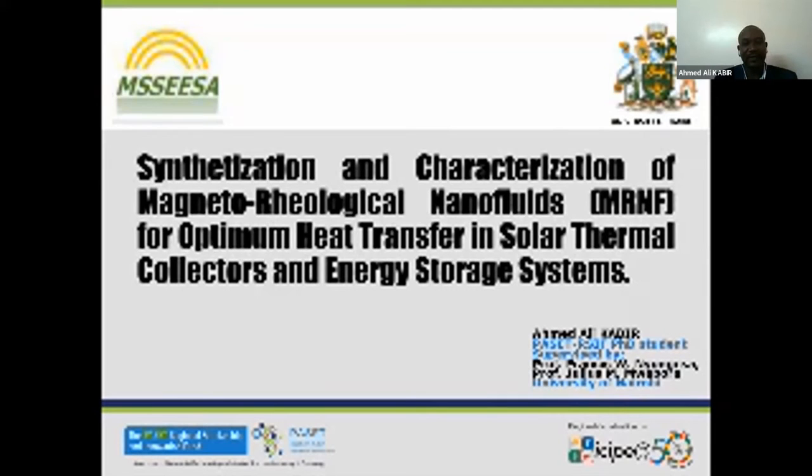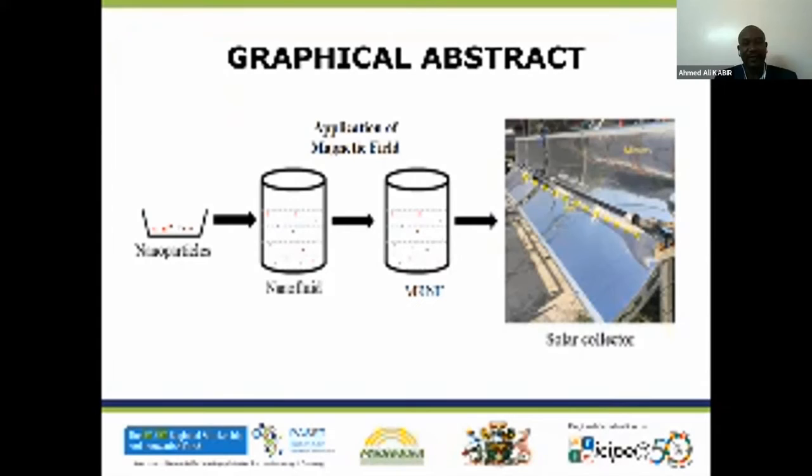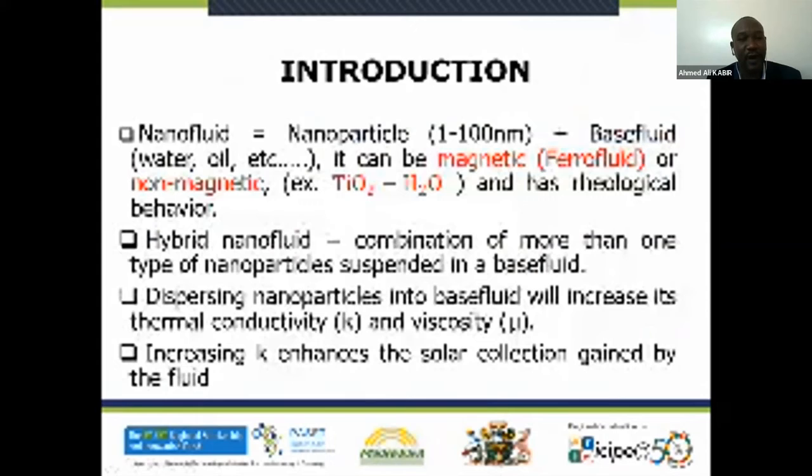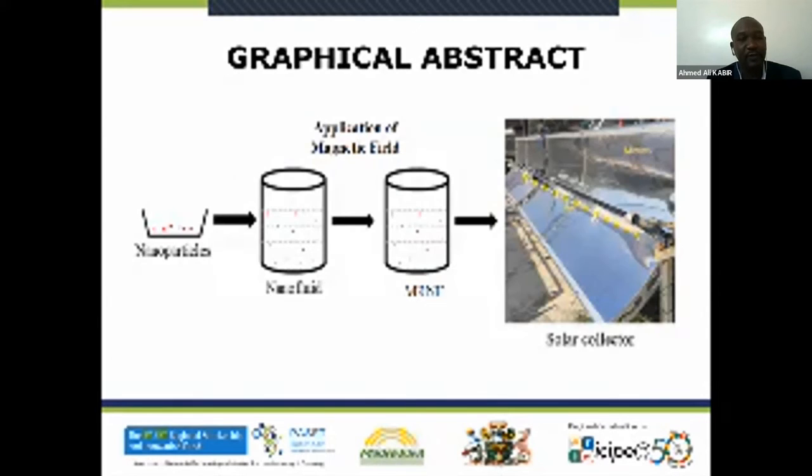So let us see some graphical abstract. In this graphical abstract, you see how we get nanofluid from nanoparticles, and after that how to produce MRNF from nanofluid, and finally how to use this MRNF in solar collectors. This in general gives us an idea of our work.